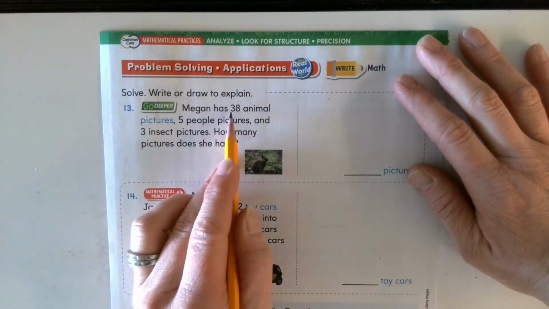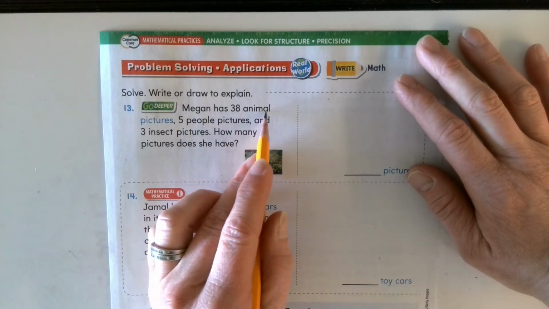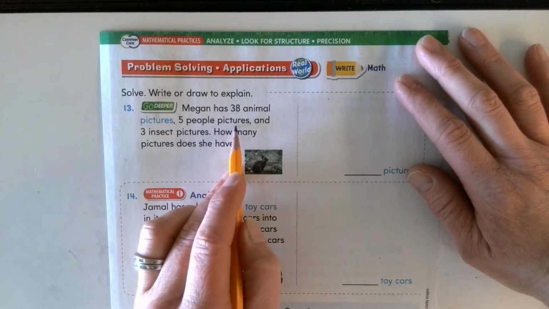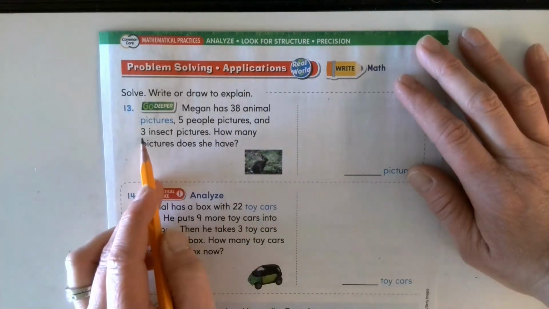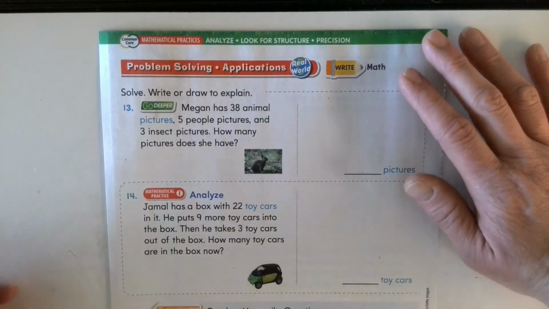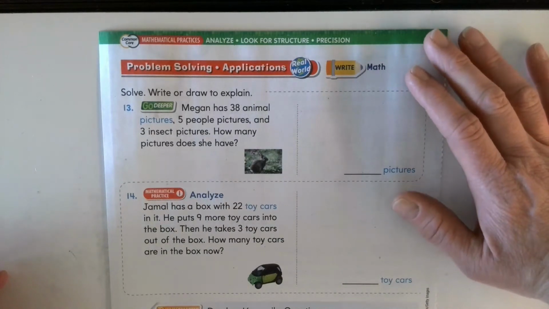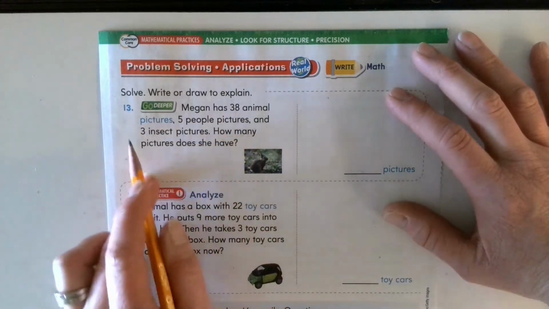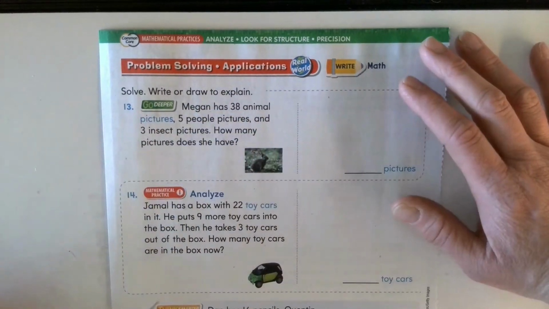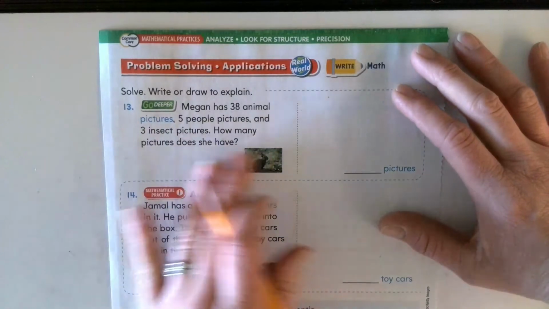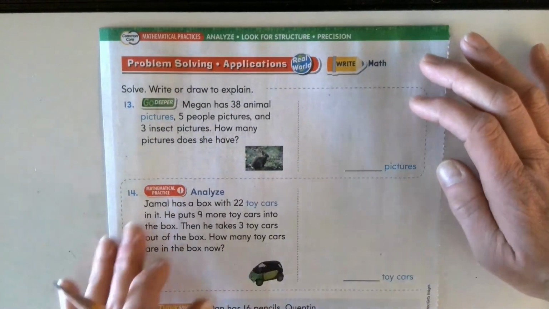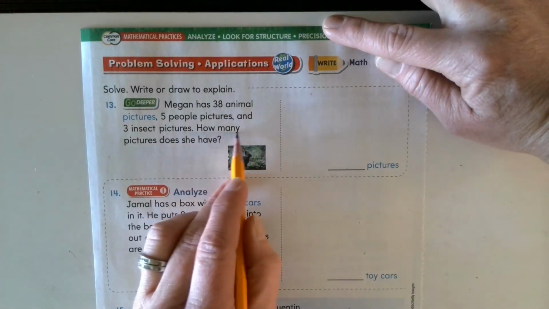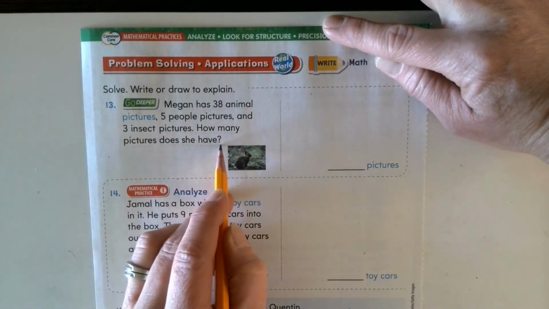Megan has 38 animal pictures, 5 people pictures, and 3 insect pictures. How many pictures does she have? So we need to add up all of these numbers. Before we do that, though, let's do our complete sentence. Our question is, how many pictures does she have?